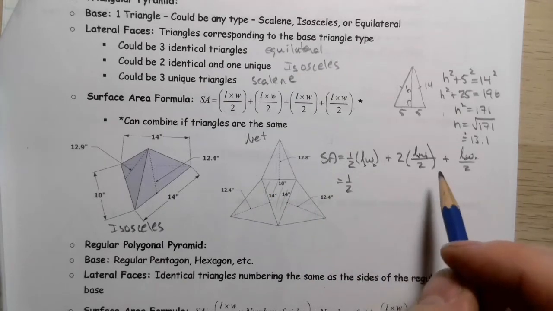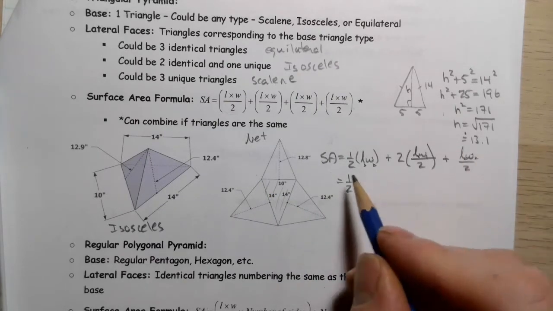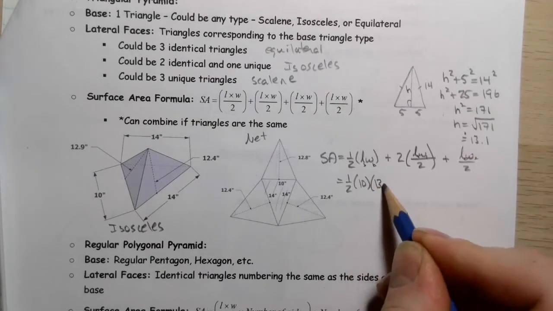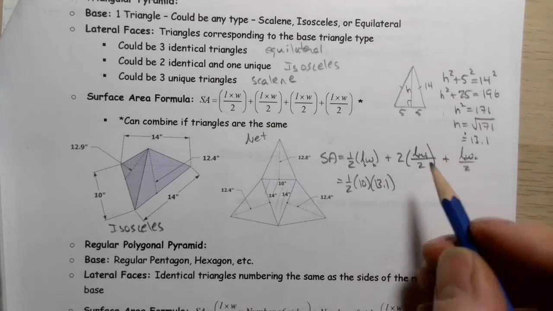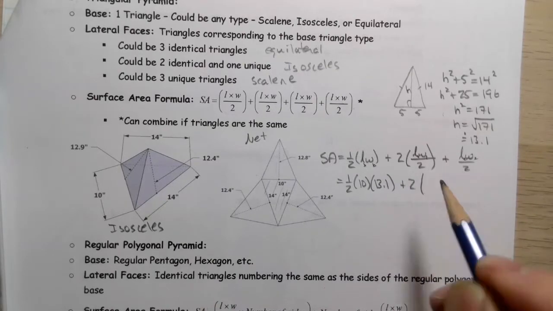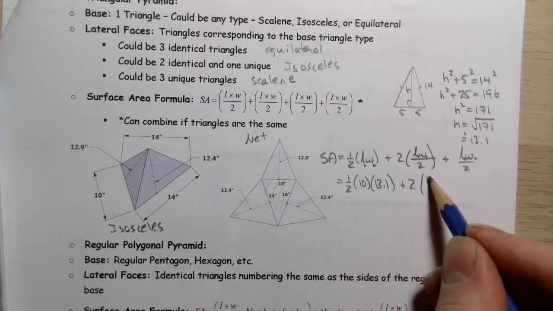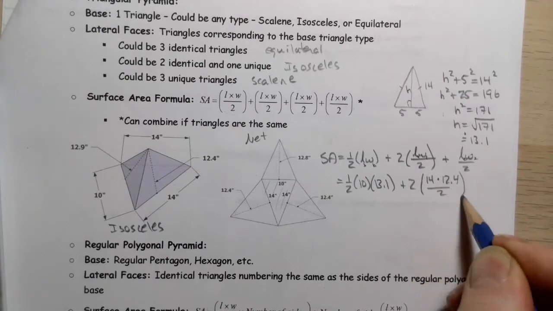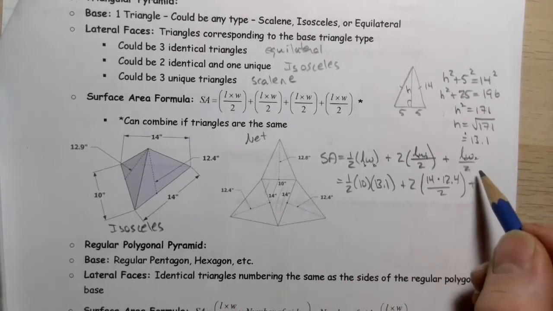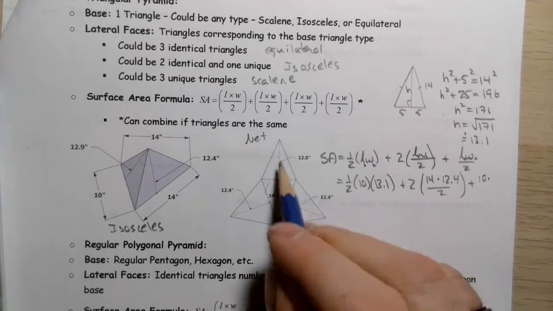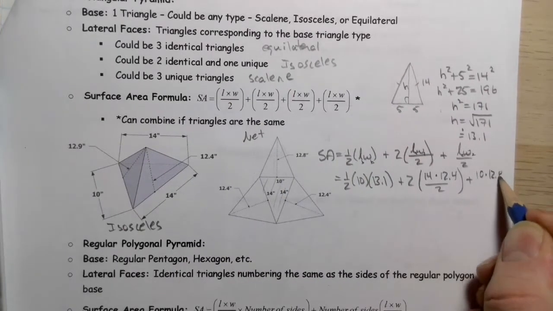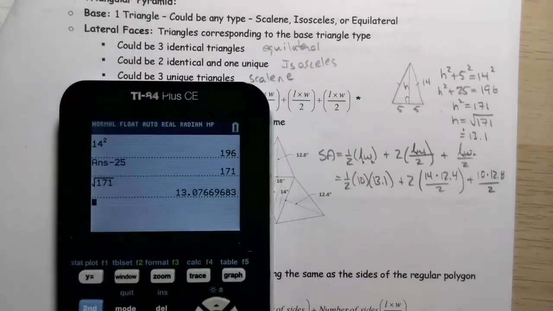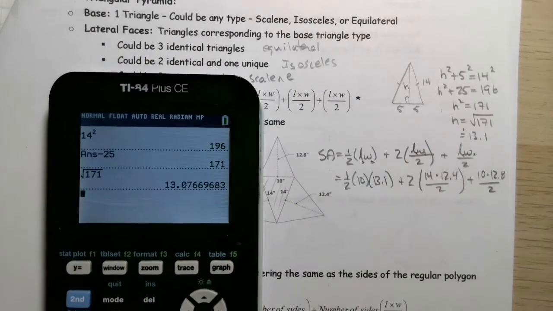Okay, the base here is going to be 10, and then the height there will be 13.1. But I'm going to use the number on my calculator. Then I'm going to get 2 times, each of these triangles is going to be 14 times 12.4 over 2. And then finally I'm going to get 10 times 12.8, divided by 2. I'm almost at the end there. And now let's plug that into the calculator.